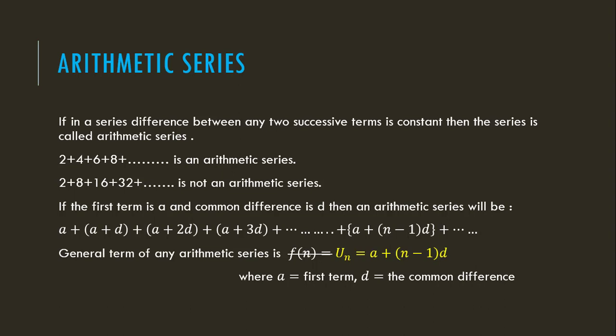If you want to find out the third term, then you will write u3 and you will get a plus 3 minus 1 into d, therefore a plus 2d. If you want to find out the fourth term, you will write u4, which is equal to a plus 4 minus 1 into d, that is a plus 3d. Like this, here a is equal to the first term and d is equal to the common difference.